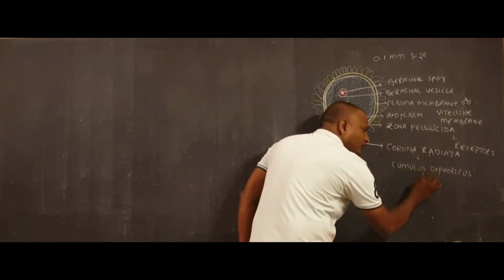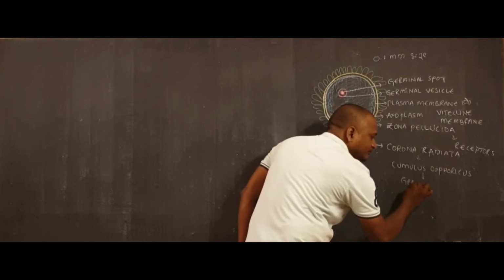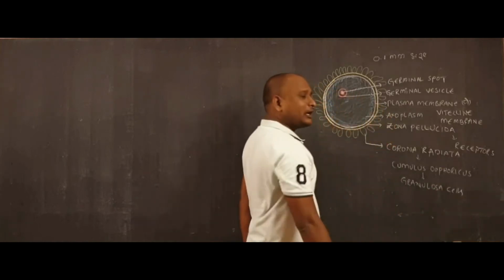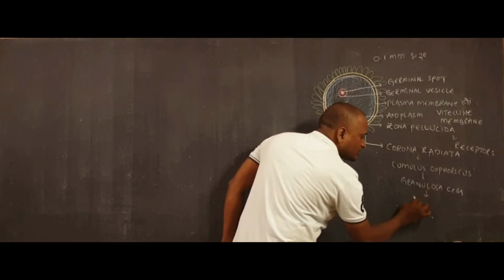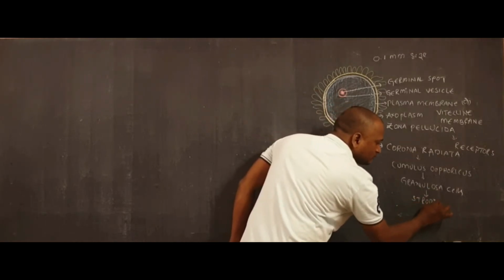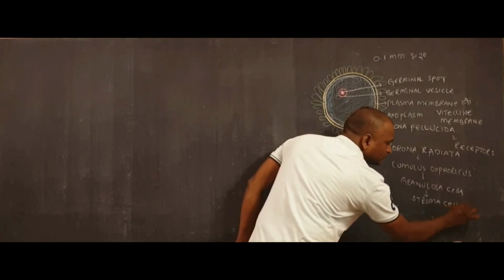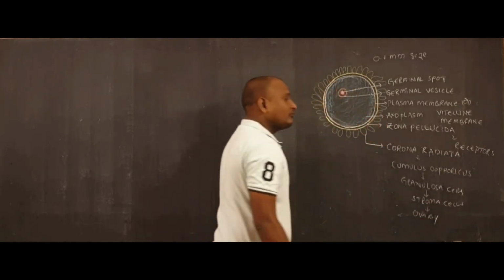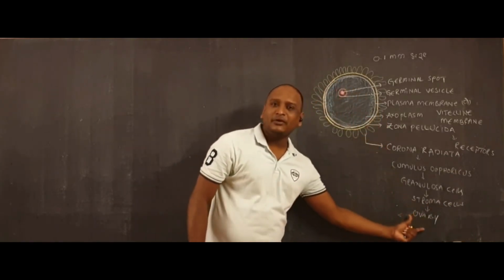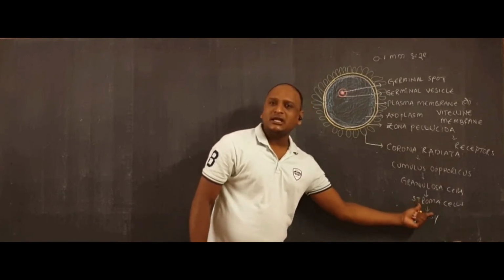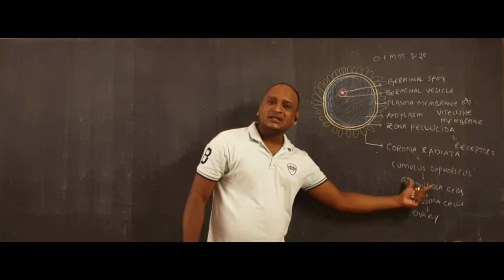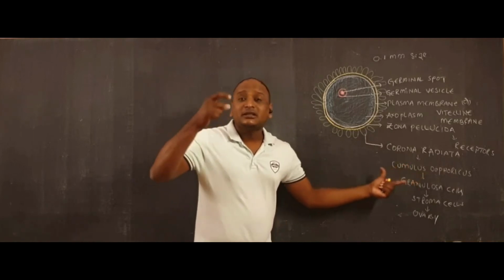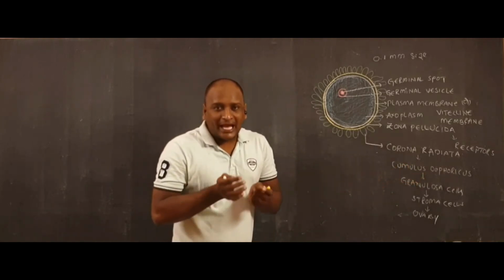Cumulus oophoricus are formed from granulosa cells. Granulosa cells are formed from stroma cells. Stroma cells are formed from the ovary. That means the corona radiata is formed from the ovary. The ovary produces stroma cells, the stroma cells form granulosa cells, and the granulosa cells form the cumulus oophoricus. When you observe the tertiary follicle, a fluid-filled cavity, the antrum, will be formed. As a result, what will happen?